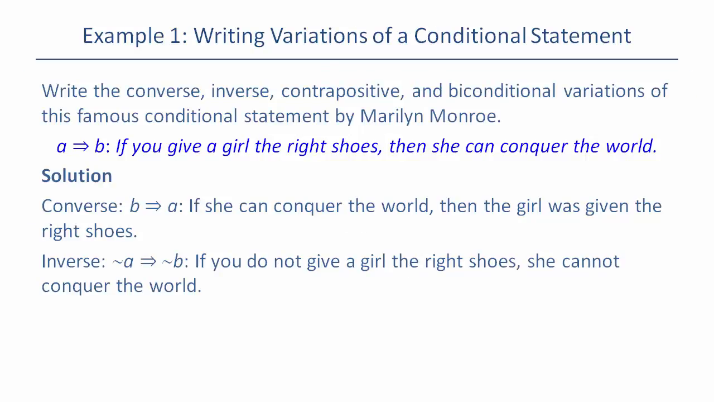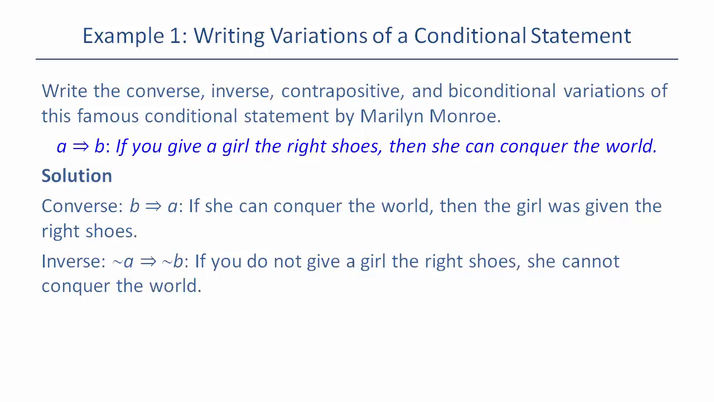Okay, let's see if you can write the converse, inverse, contrapositive and biconditional variations of this famous statement by Marilyn Monroe, where she said, if you give a girl the right shoes, then she can conquer the world. You can see how that's an if-then. So A, the first statement, is you give a girl the right shoes. B is she can conquer the world. So there you have A implies B. The converse is B implies A.